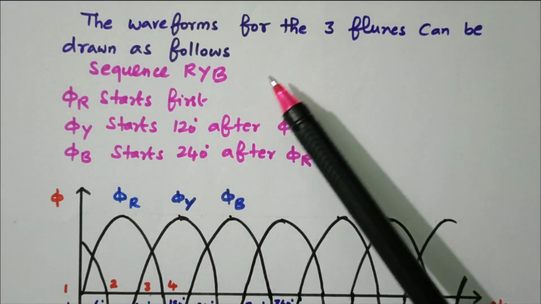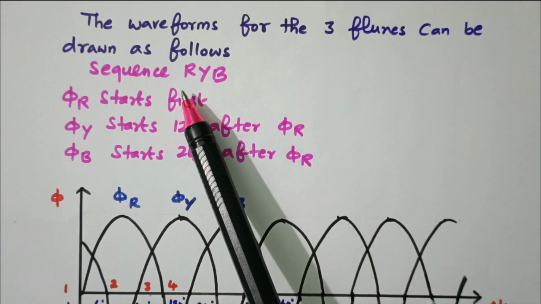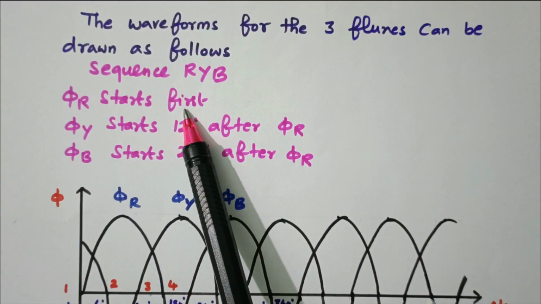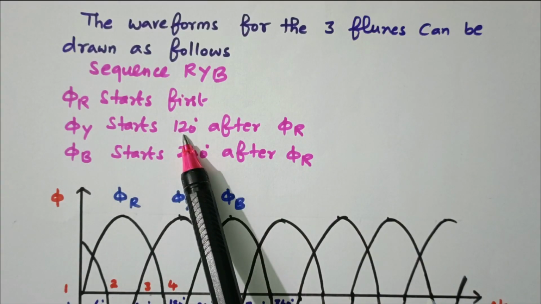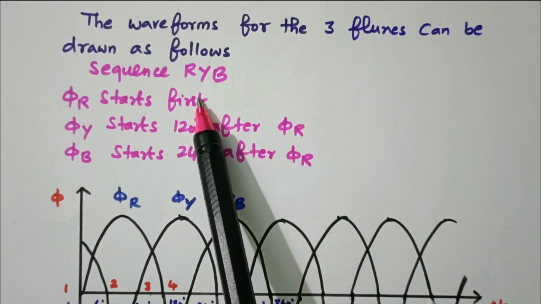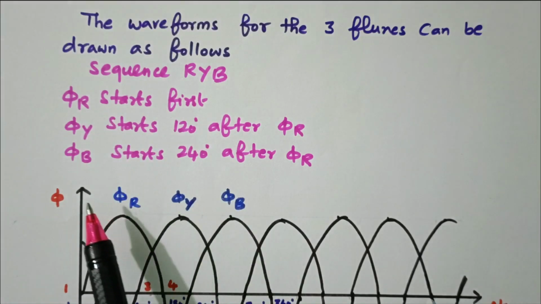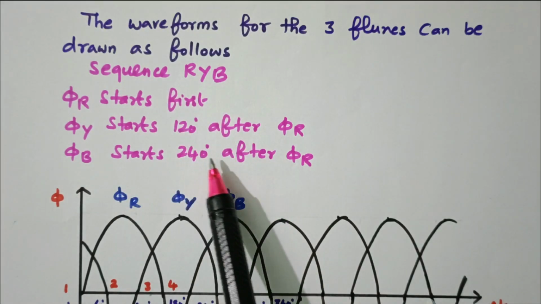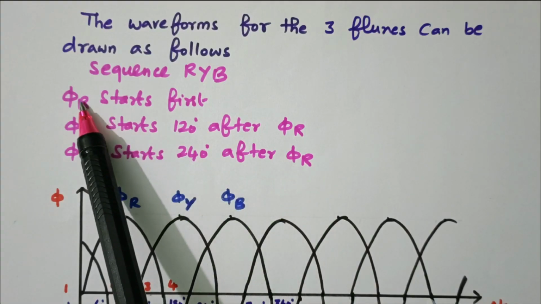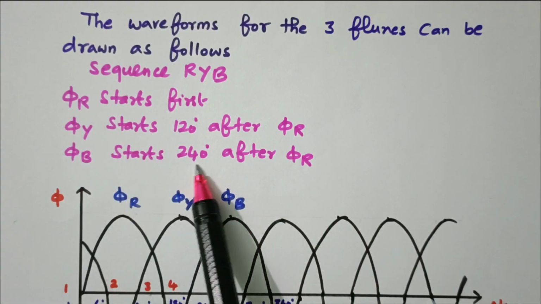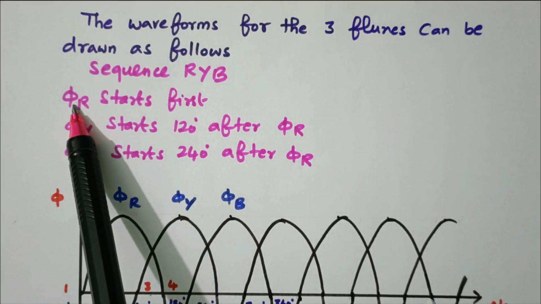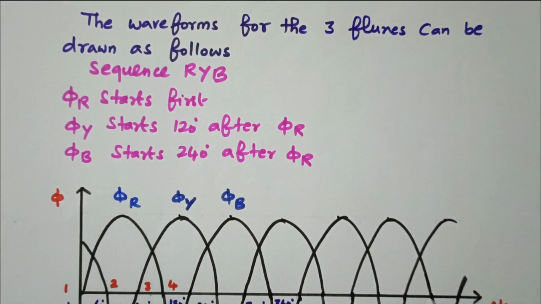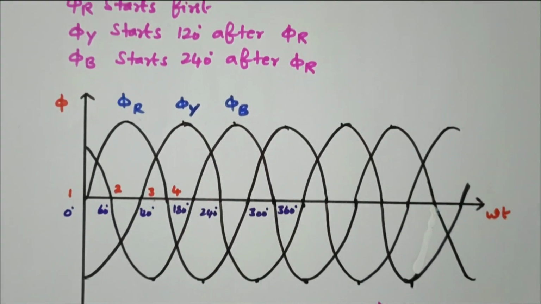So the waveform for these three fluxes can be drawn, as the sequence is RYB. We know that pi R will start first. Then pi Y will start after 120 degrees from pi R, because the phase displacement between R and Y is 120 degrees. Then pi B will start 240 degrees after pi R, right? So the angle between R and B is 120 plus 120, 240 degrees. So pi R will start at 0 degrees, pi Y at 120 degrees, pi B at 240 degrees. Based on that, we'll see the waveform.